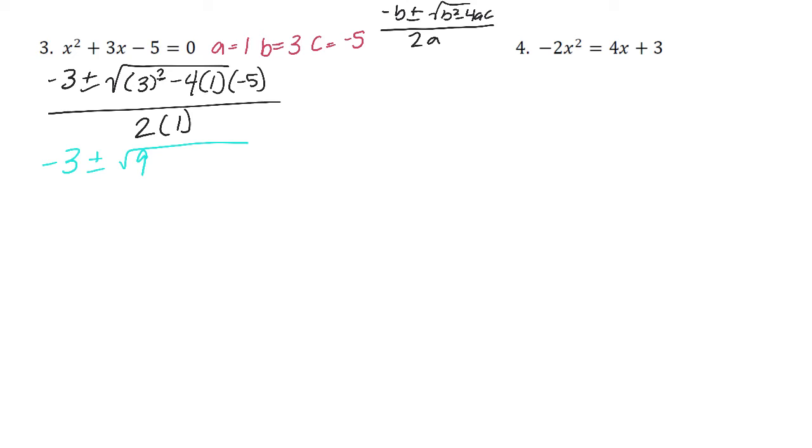Negative 4 times 1 times negative 5 is positive 20, divided by 2 times 1 is 2. Okay, keep simplifying. Negative 3 plus or minus the square root of 29, all divided by 2.